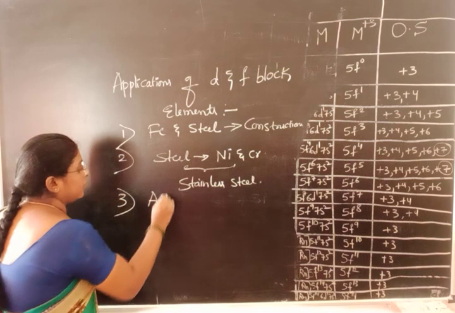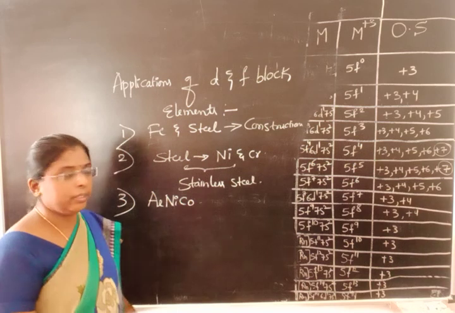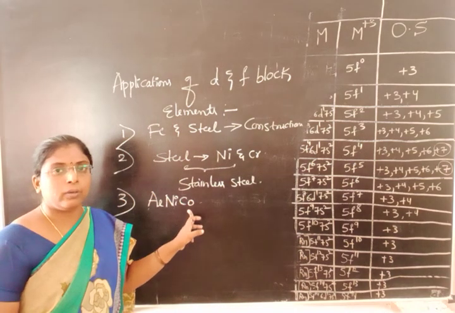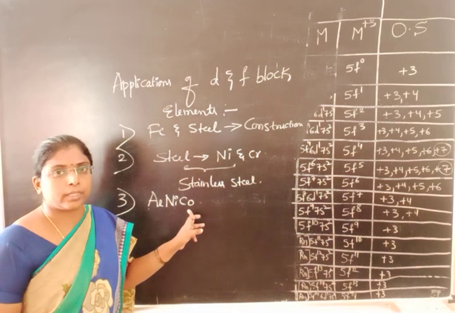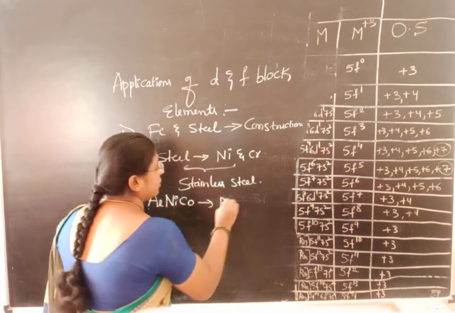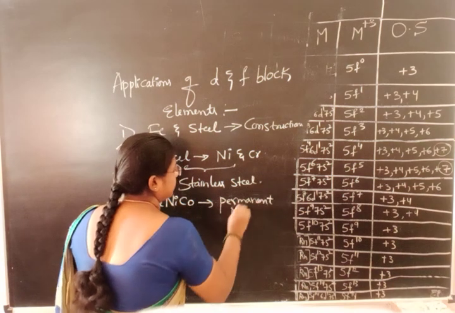Alnico. The word itself indicates: Alnico means aluminium, nickel as well as cobalt. Alnico alloy is used as a permanent magnet.